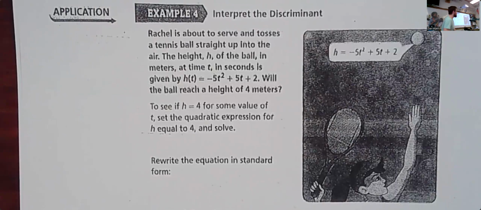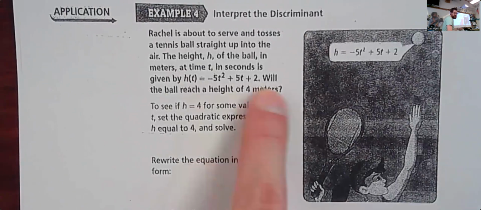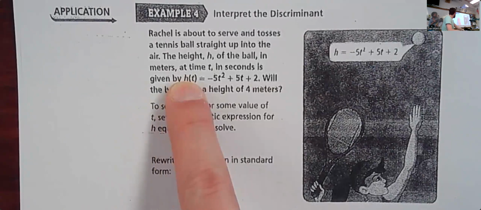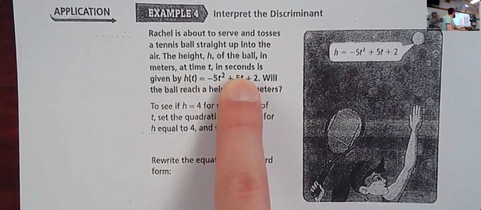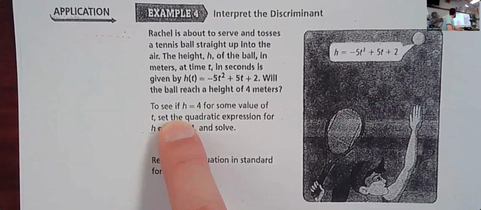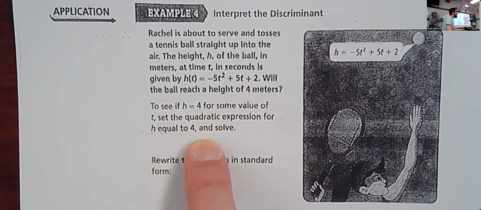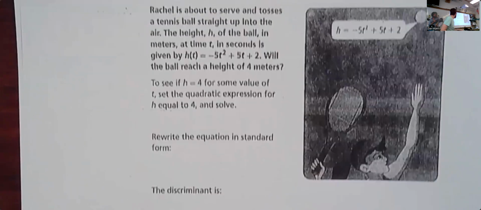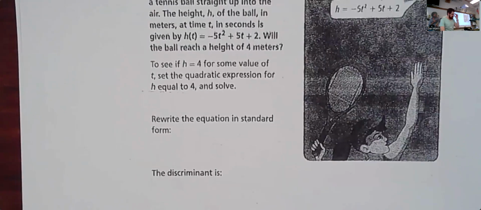So here we go. We're interpreting the discriminant. So again, it tells you, hey, we're going to use the discriminant. It says Rachel is about to serve and tosses the tennis ball straight up into the air. The height h of the ball in meters at time t in seconds is given by this. So basically, the ball reaches a height after a certain amount of seconds. Okay. Will the ball reach a height of 4 meters? To see if h equals 4 for a value of t, set the quadratic expression for h equal to 4 and solve, and then rewrite the equation in standard form. Okay, so let's go ahead and do that.